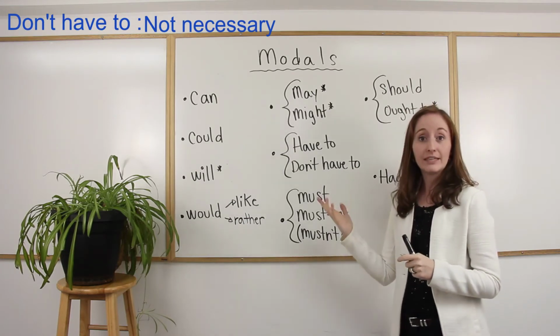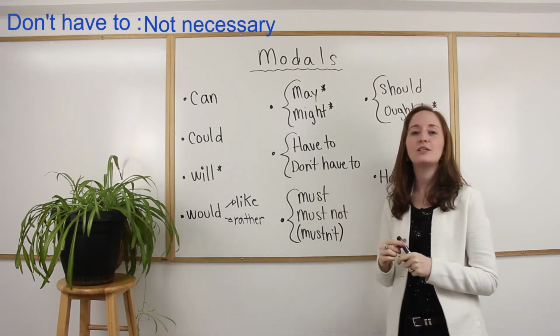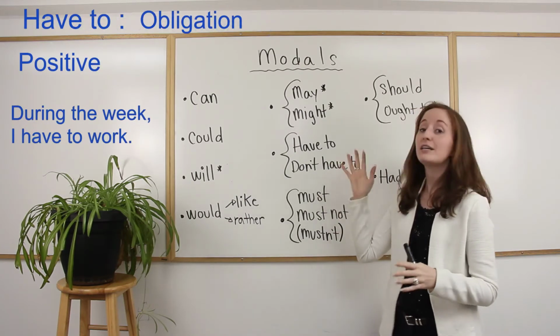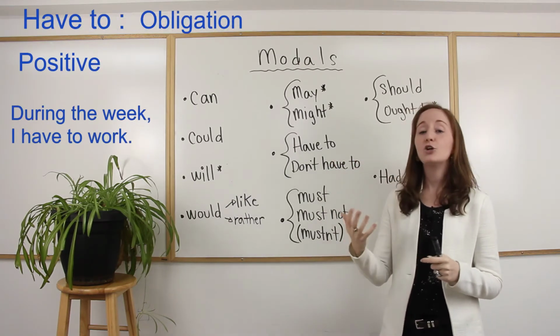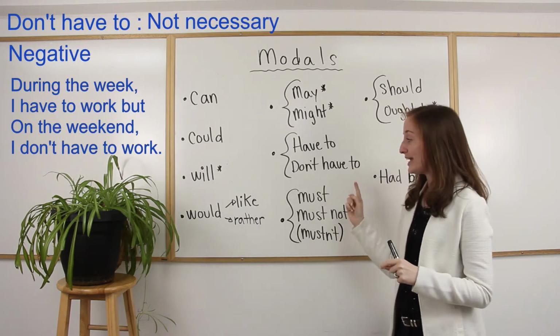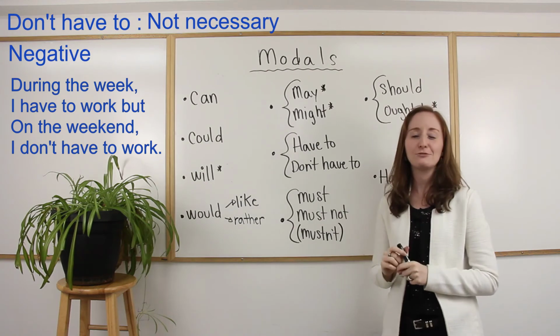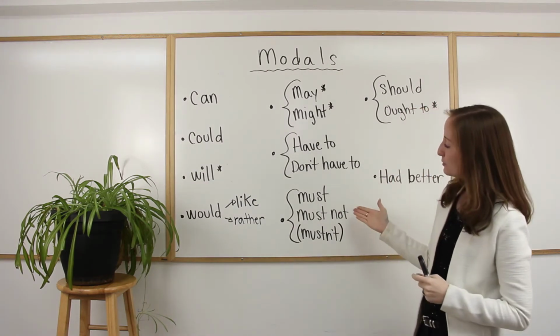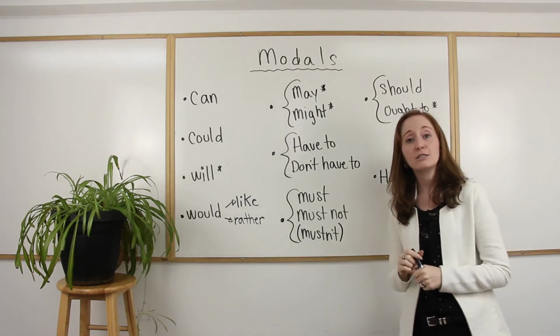The opposite, negative, don't have to, is when something is not necessary. For example, if I use have to, positive: during the week, I have to work. But on the weekend, I don't have to work. It is not necessary.